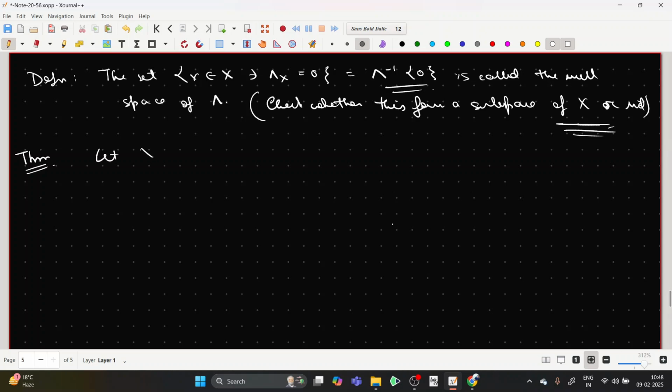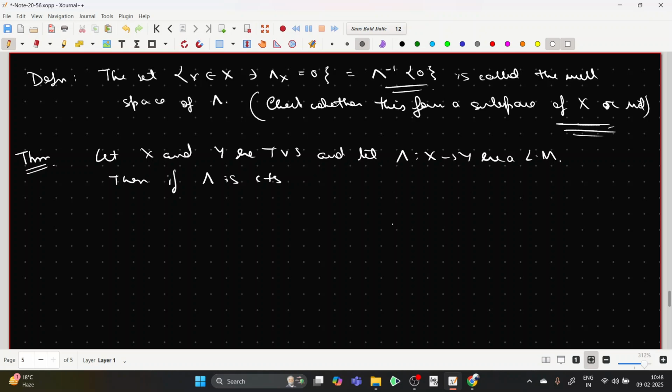So let X and Y be topological vector spaces, and I am not mentioning over and over again that they need to be over the same field, that should be quite evident. Let lambda from X to Y be a linear map. Then if lambda is continuous at the origin in X, then lambda is continuous on X. In fact, it is uniformly continuous.